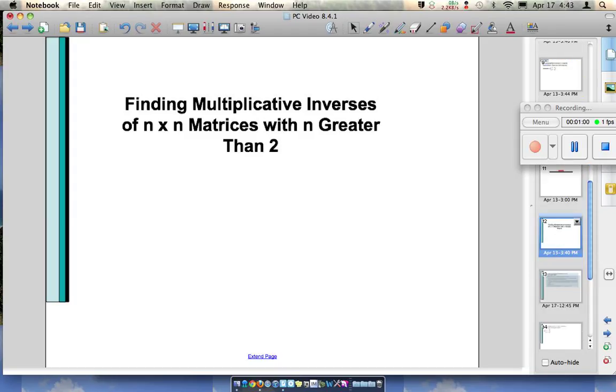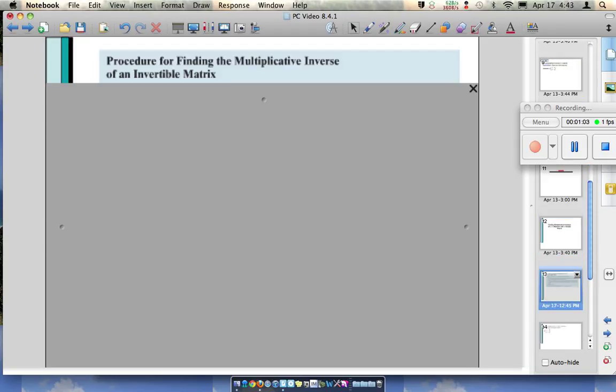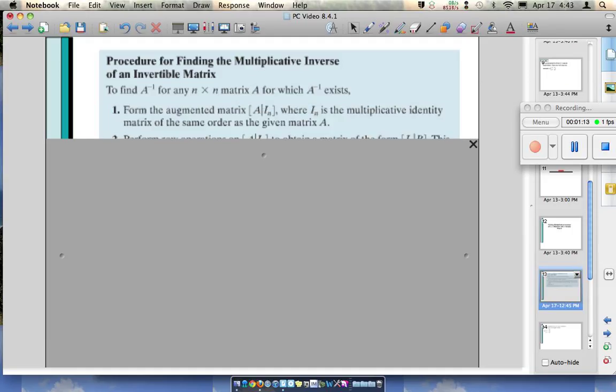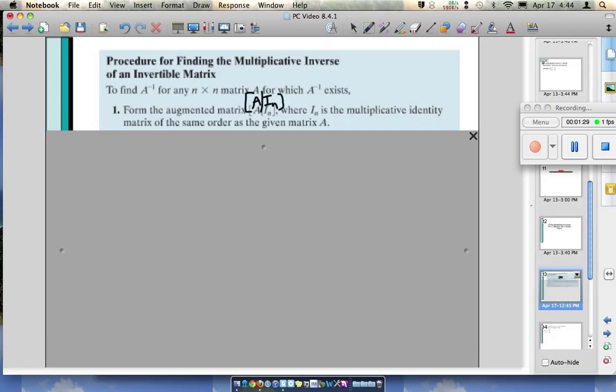In general, to find the multiplicative inverse of an invertible matrix, so it has to be a matrix that can actually be inverted, meaning it has an inverse, you simply start with an augmented matrix with A and then the identity matrix. This is A, and the other side of the augmented matrix is the identity that's the same size as the matrix A. Remember, A has to be a square matrix, so 3 by 3, 4 by 4, and so on. And the identity will be the same size as the original matrix.